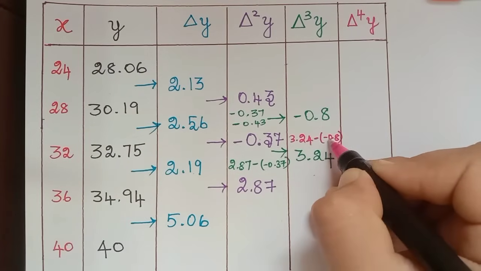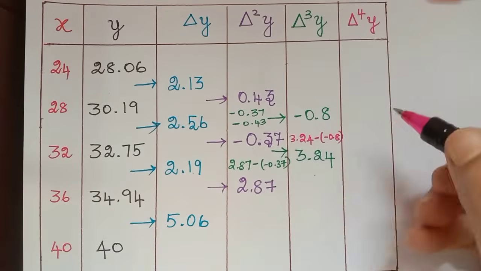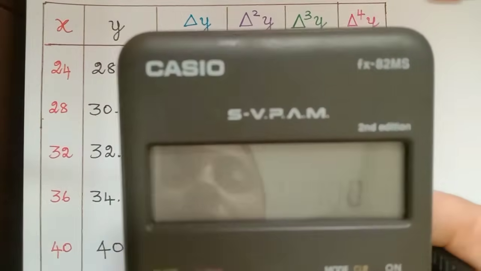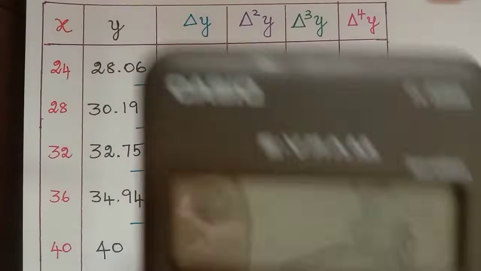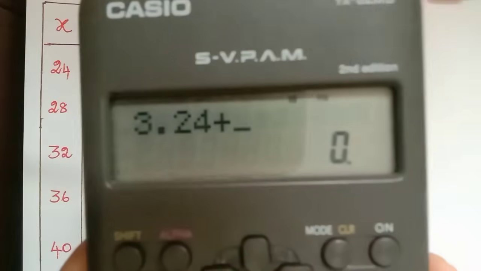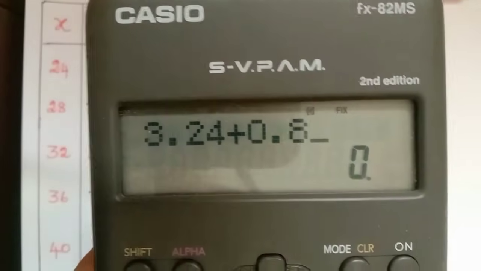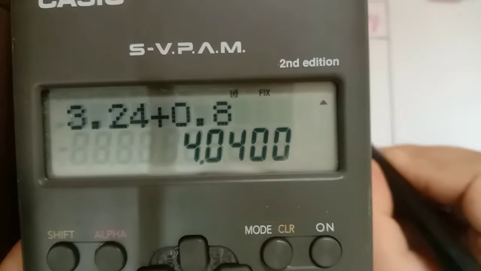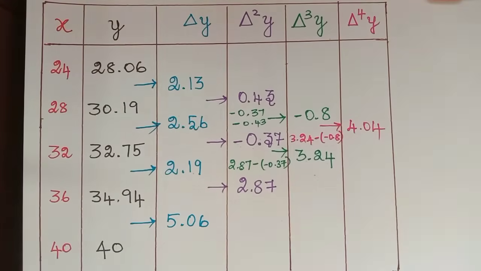What is minus of minus? It is plus. So it will be 3.24 plus 0.8. Hope you understand why I am doing the plus over there, because it is minus of minus, and so the value that we get here is 4.04. So that I have written here.